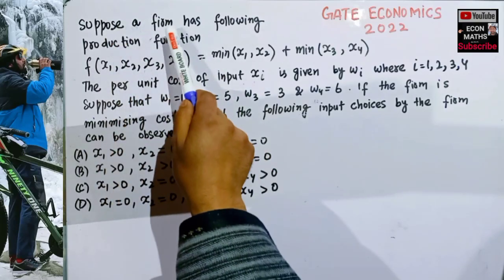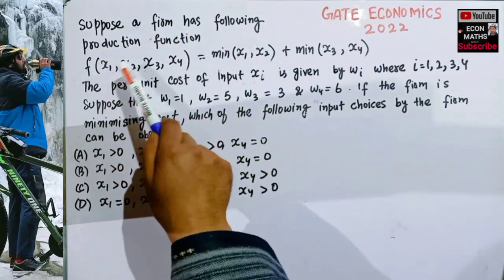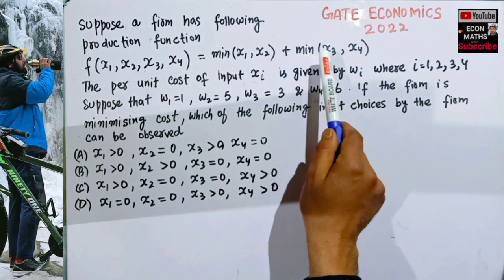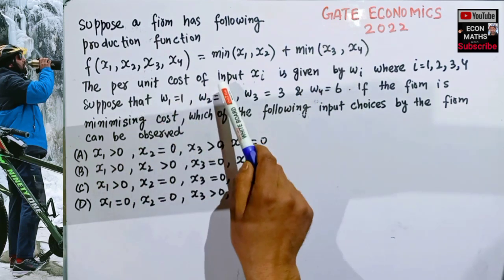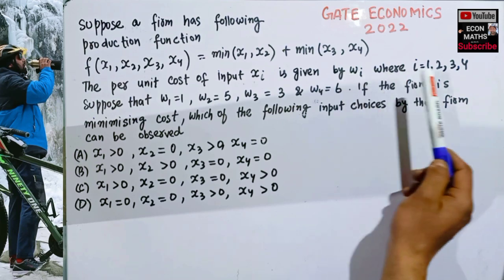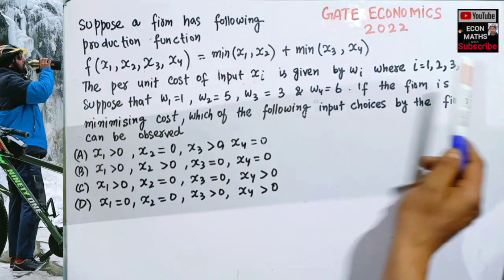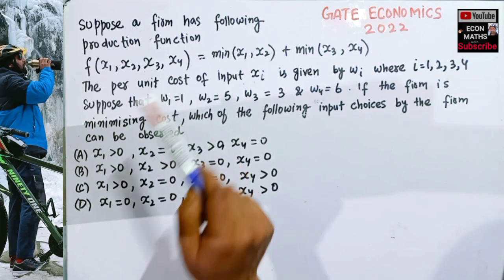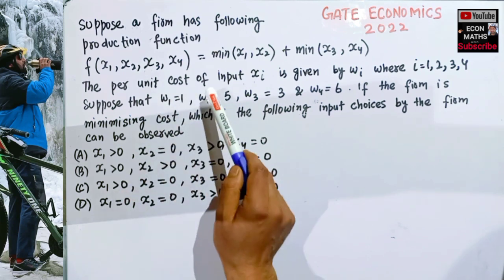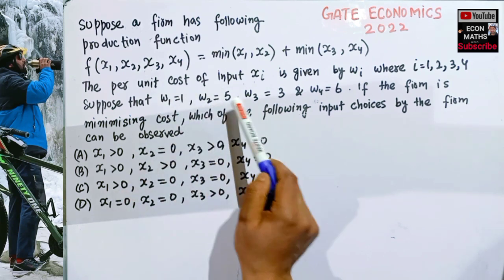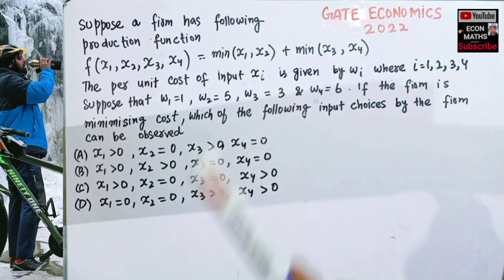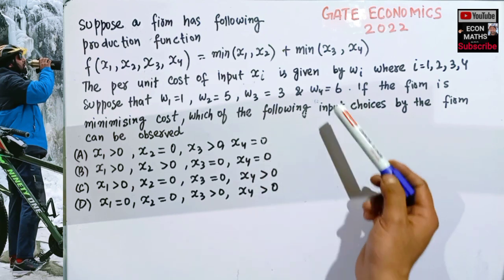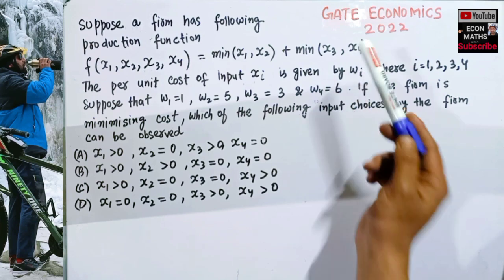The question is, suppose a firm has the following production function, that is f of x1, x2, x3, x4 is equal to minimum of x1 comma x2 plus minimum of x3 comma x4. The per unit cost of input xi is given as wi, where i is equal to 1, 2, 3, 4. Suppose that the input price of good x1 is 1, that is w1 is equal to 1. The input price of good x2 is 5. The input price of good x3 is 3. This w denotes the input price or input cost, and w4 denotes the input cost of this x4.